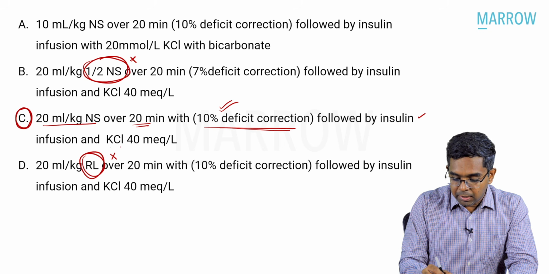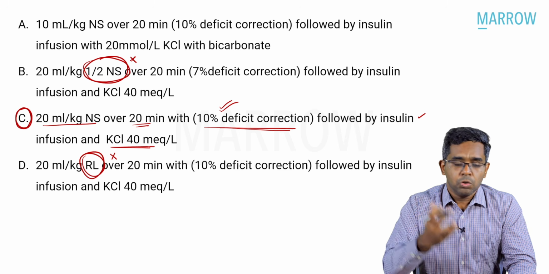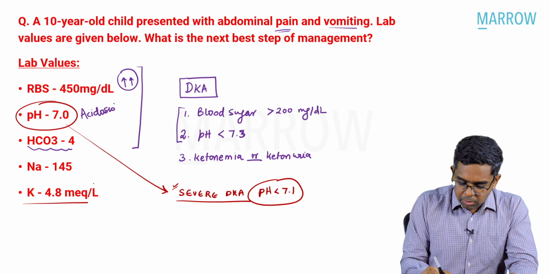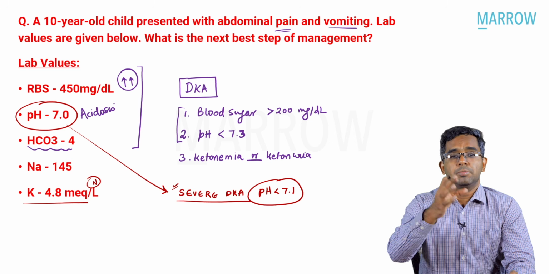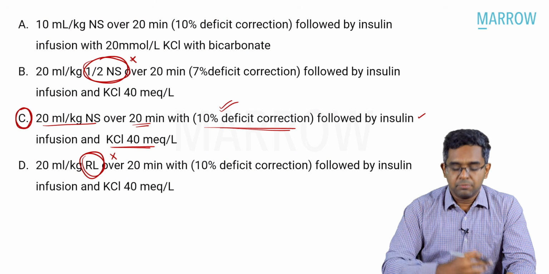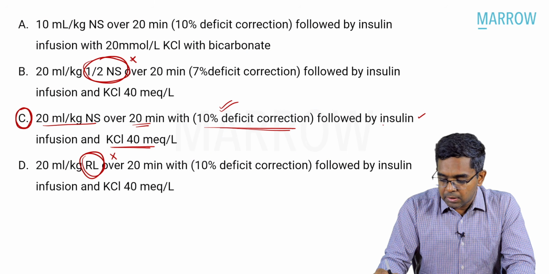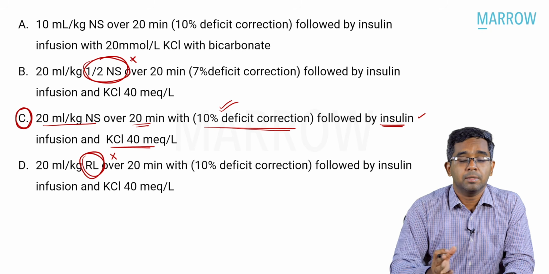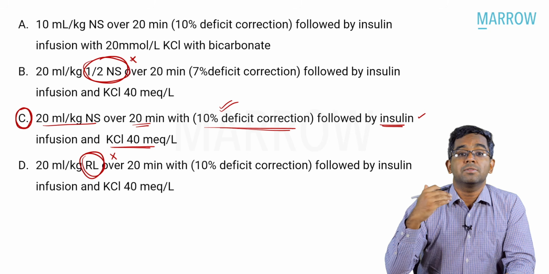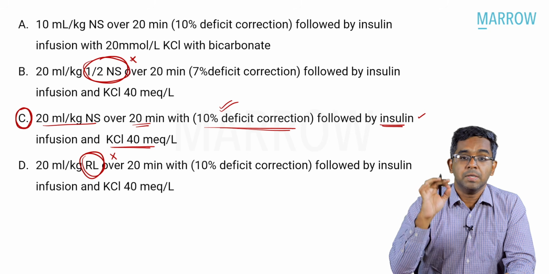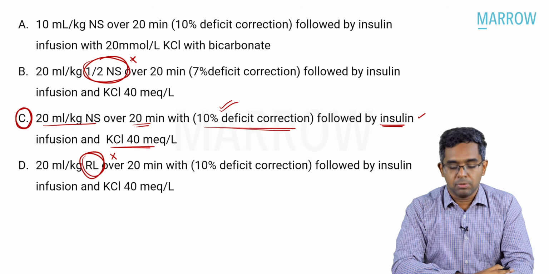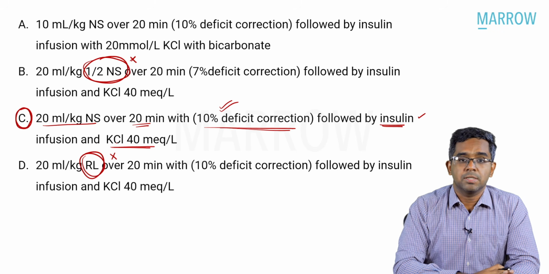Along with the infusion, you have to add potassium chloride also. You may think that in this particular question, the potassium level is normal only. 4.8 is very normal, 3.5 to 5.5. You may think, why should I give potassium for this child? What is the answer for that? Once you start insulin infusion, what is going to happen? There will be an intracellular shift of potassium, resulting in decreased levels of serum potassium. So that is why after you start insulin infusion, you should always add potassium in the fluid also. So that is why KCl addition is also justified.